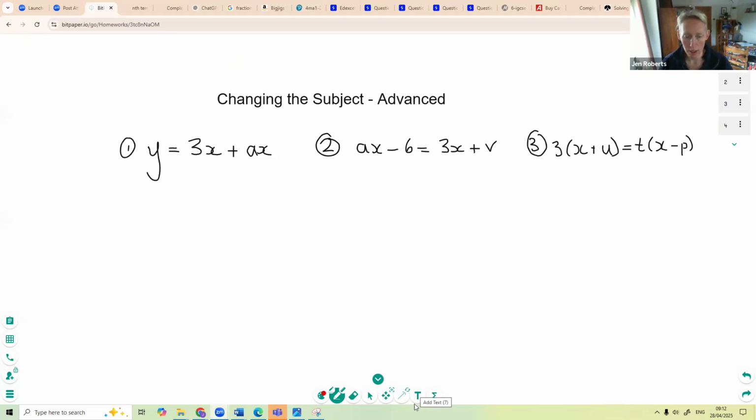We will be making X the subject. So we need to isolate X here. How do we isolate X? We have to factorize the right-hand side into a single bracket. So take an X out, which would leave you with 3 plus A in the middle. Now we've done that, can you see we've isolated the X? All we need to do is divide both sides by 3 plus A. And we have made X the subject.